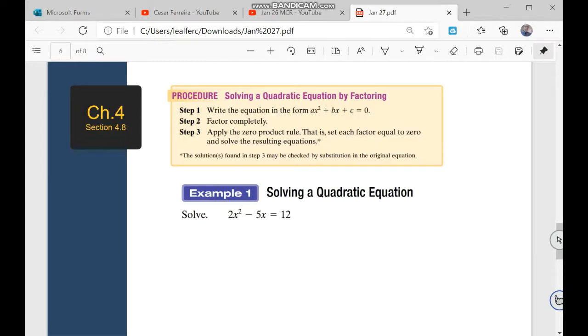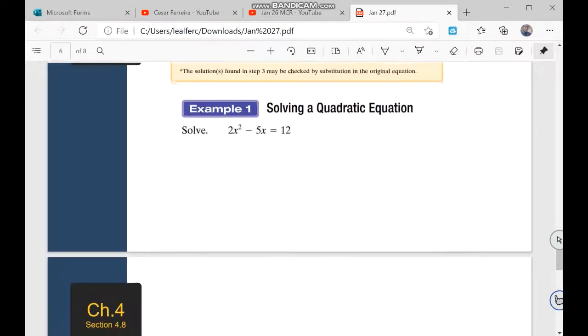The zero product rule, I will explain working on the example, is something very simple. It's just if you have a series of factors equal to 0, at least one of the factors needs to be equal to 0 to make the whole thing equal to 0. We will see how to apply this at the end, okay? So hold on, let's work on this example here.